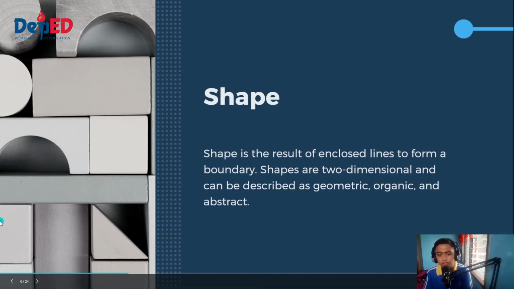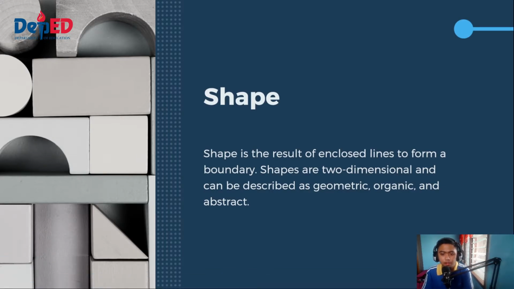And then we have shapes. Shapes are the result of enclosed lines to form a boundary. Just like in geometry, a shape is an enclosed figure. So everything can be started with a shape, just like the first one of our activities that are here. You can use shapes to form the silhouette of the tarsier.